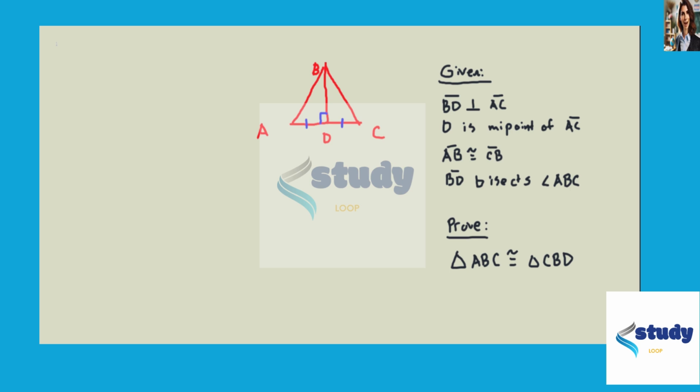We are also given in the information that length AB is congruent to CB. And we're given that the segment BD bisects the angle ABC, which then tells us that this angle is congruent to this angle. So there's very little left for us to actually prove.